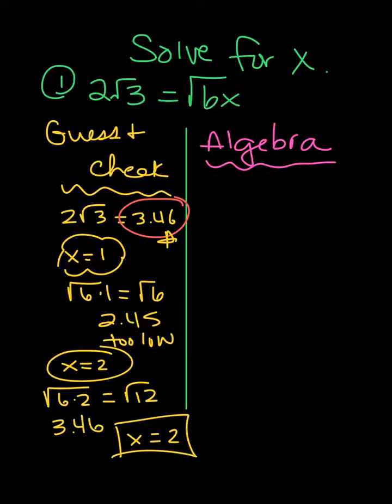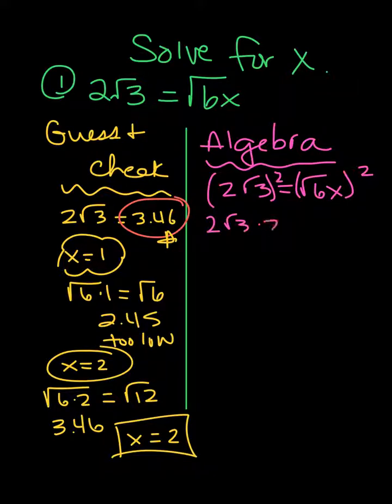Now let's look at the algebra method of solving this problem. So again, I have 2 root 3 is equal to the square root of 6x. And I want to solve for x, so I need to get rid of that radical sign. So if I square that, I know my radical sign will go away. So whatever I do to one side, I have to do the other side. So this gives me 2 root 3 times 2 root 3, and that equals, when I square a square root, I get just 6x.